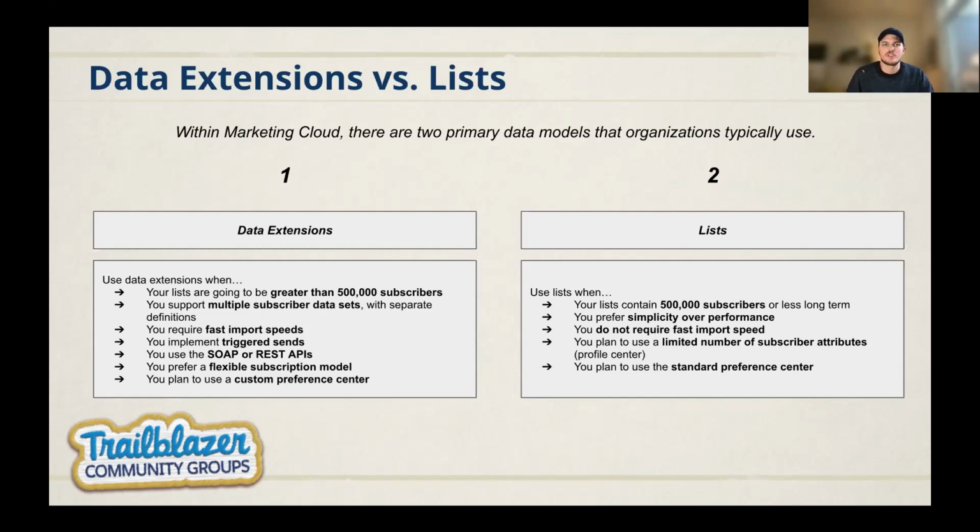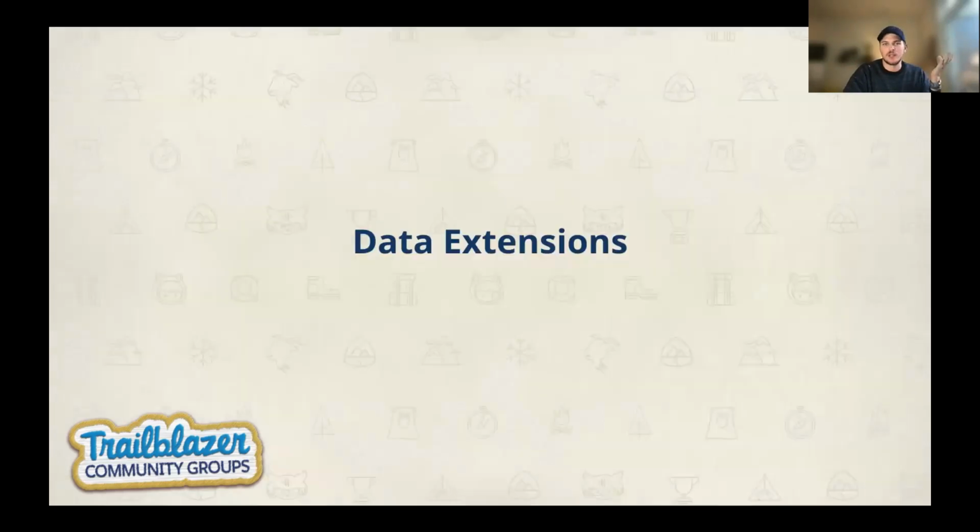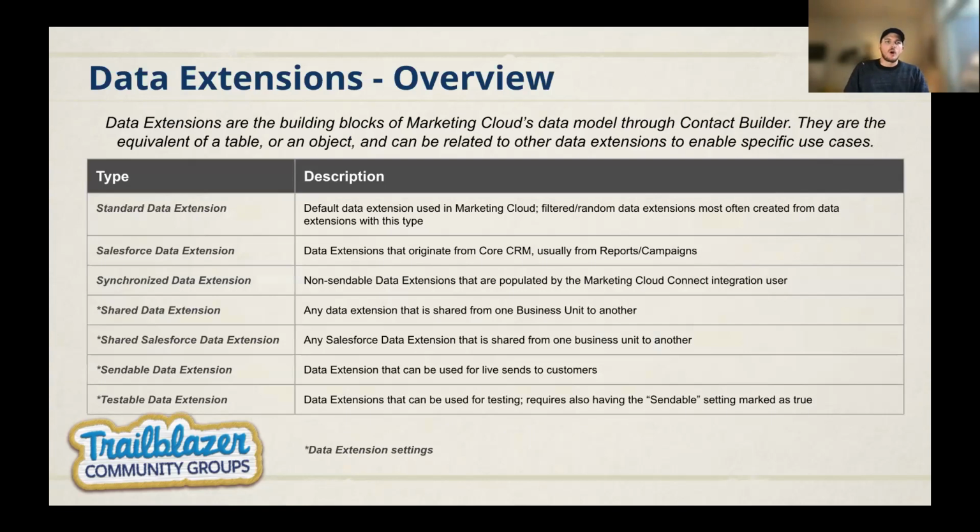But that really kind of just sets the foundation for our first topic as a whole, which is that out of the two primary object models, data extensions and lists, we primarily use data extensions. Let's talk exactly what we mean when we talk about data extensions. So for data extensions, we have a couple of different types that are primarily used. And the way that I think of data extensions, just within the context of Marketing Cloud as a whole, is data extension is the same thing as a table.